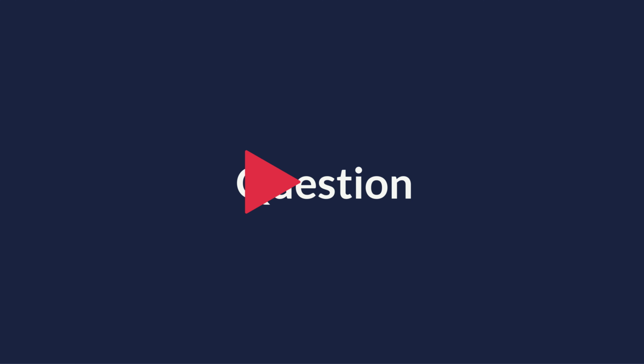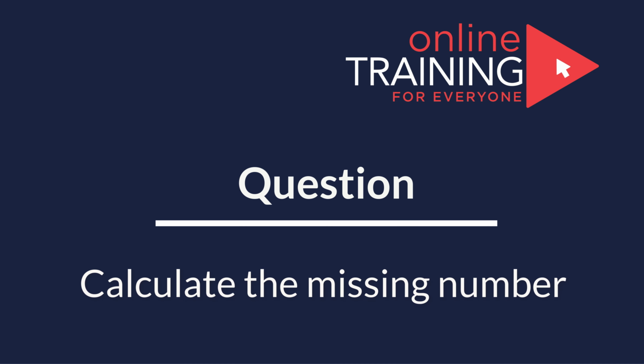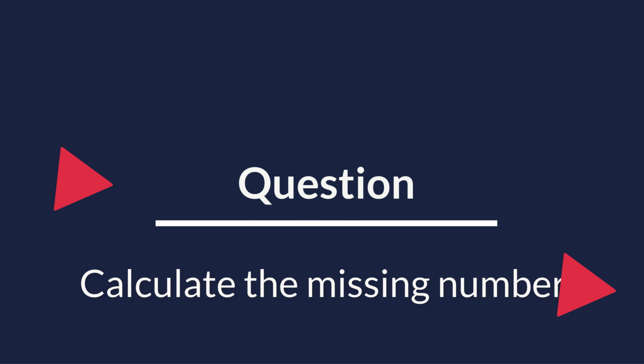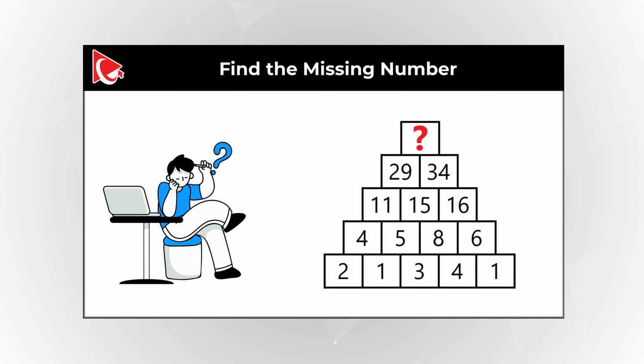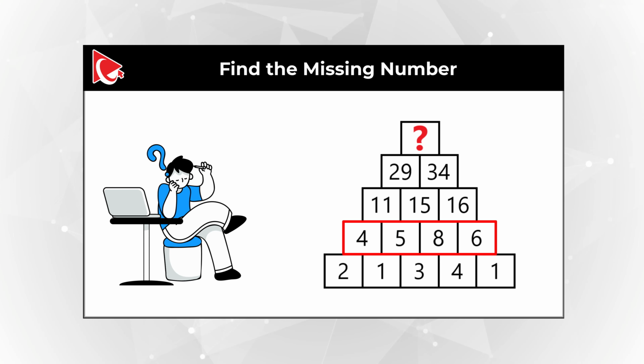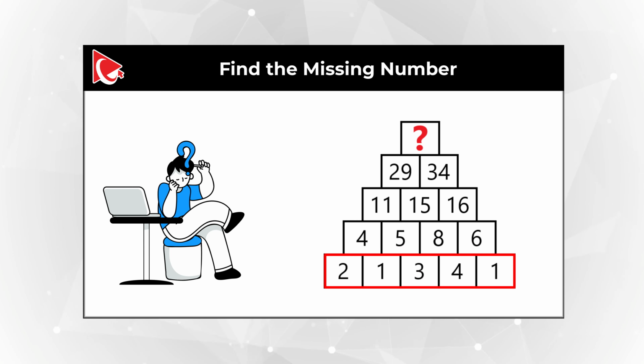Here's a tricky problem that you might find challenging to solve. You're presented with a pyramid. Top of the pyramid starts with the missing number that you need to calculate. If you go down, second row contains numbers 29 and 34. Next row contains numbers 11, 15, and 16. Following row has numbers 4, 5, 8, and 6. And then the last row has numbers 2, 1, 3, 4, and 1.